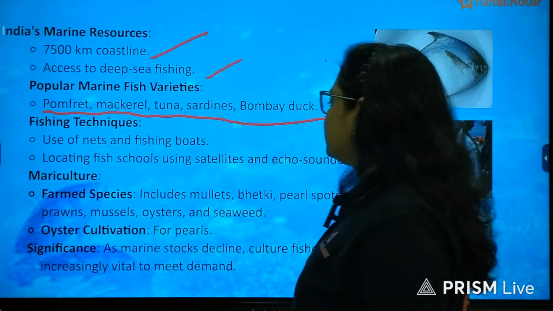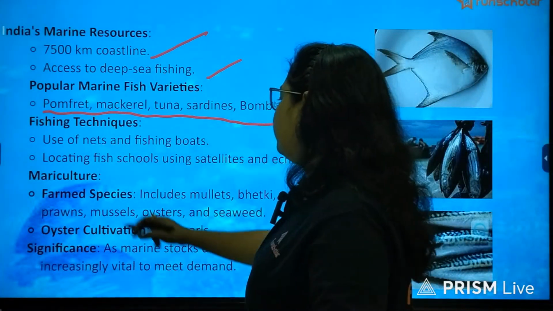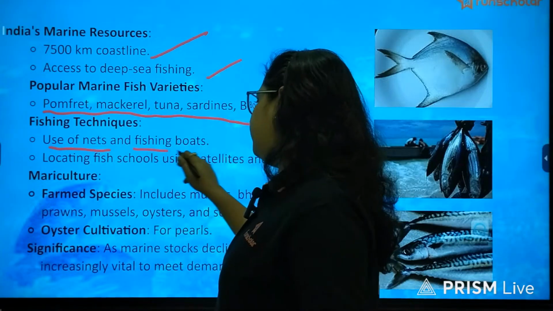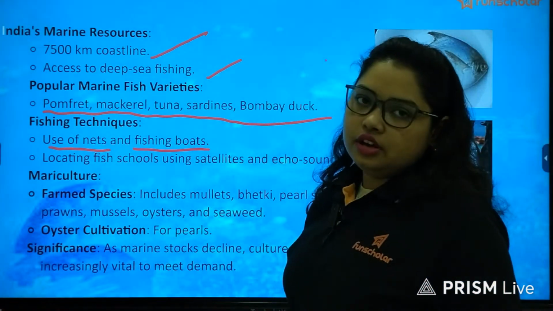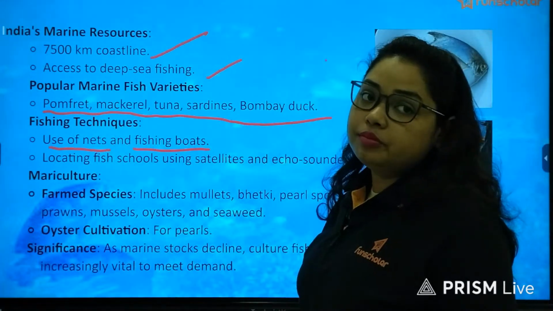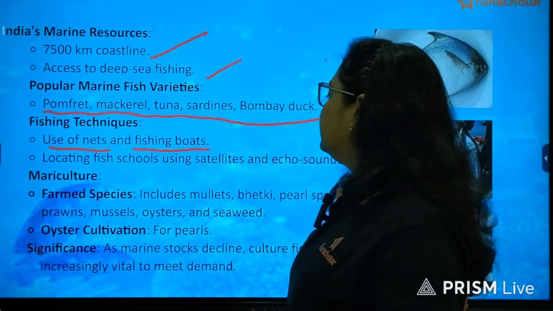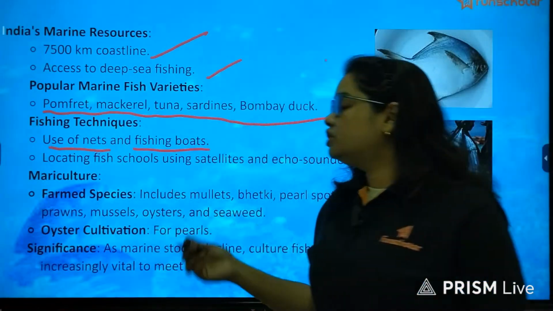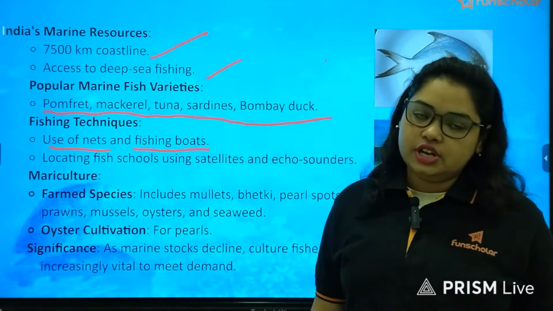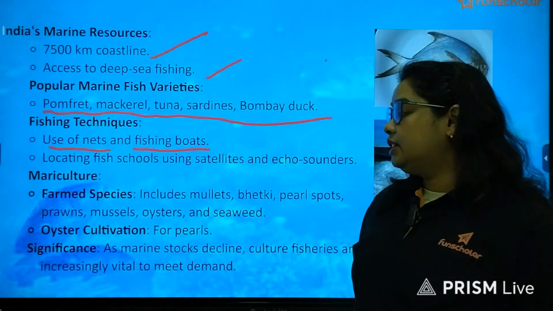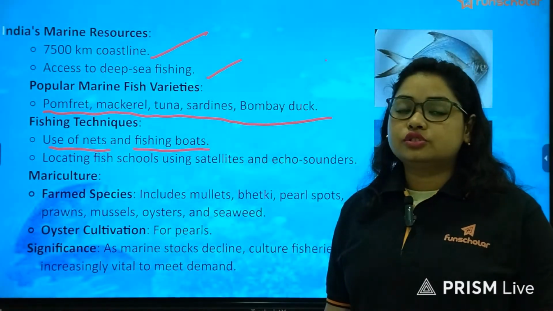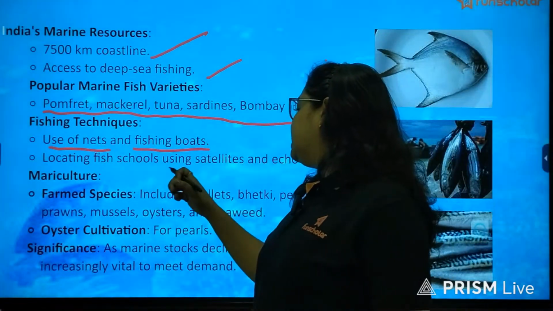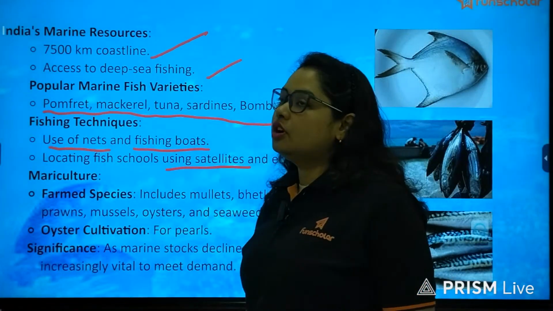And the techniques used, obviously the very popular technique, is the use of net and fishing boat, which has been used traditionally by fishermen. Another method is locating fish schools. Schools means a group of fish; school is the collective noun for fish. So a school of fish means a group of fish. Locating that using satellite is obviously a costly method.